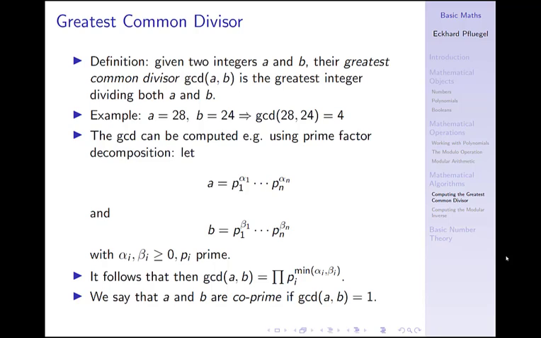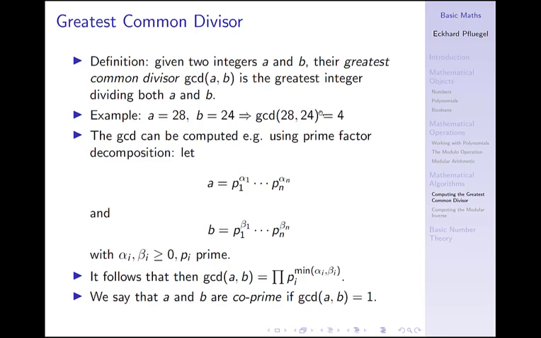So if you have two integers, a and b, then the GCD of a and b is simply the greatest integer that you can find so that it divides both numbers. And the easiest thing to do in order to understand it better is to probably look at an example. So here, look at two numbers, 28 and 24. So the GCD of 28 and 24 is 4.